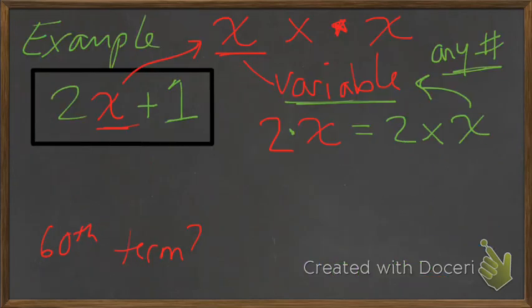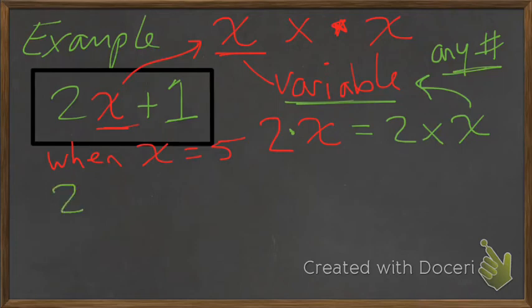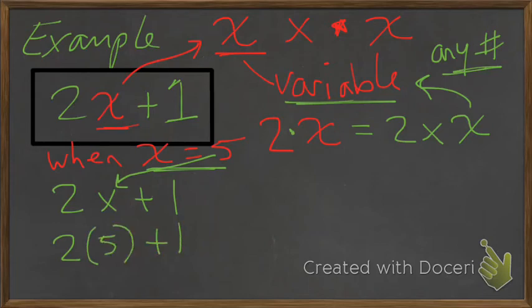Back to it. So, say when x equals 5. I'm actually going to get rid of this 60th term here. I'll come back to that. So we have 2x plus 1. But we're saying x equals 5. So we're going to put this 5 right here. 2 multiplied by 5 plus 1. And we'll get 10 plus 1, which equals 11.